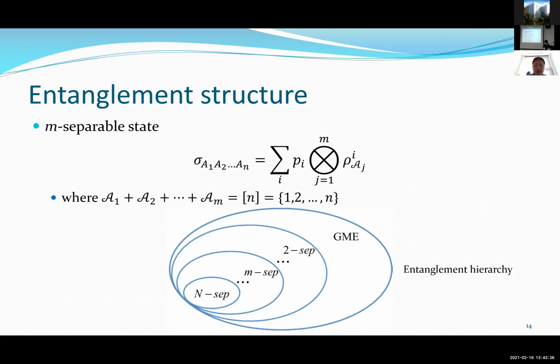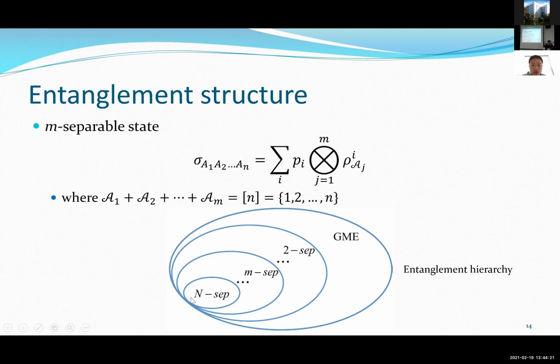So let's look at entanglement. From the definitions in the previous slides, we have two extreme cases: the fully separable state, and the biseparable state, and then we go to the genuinely entangled state. We can also define what we call the M-separable state. We can divide the M parties into M non-empty disjoint partitions, and if the state can be written as a product form, or a linear combination of product forms, then we call it an M-separable state. This is a very natural definition.